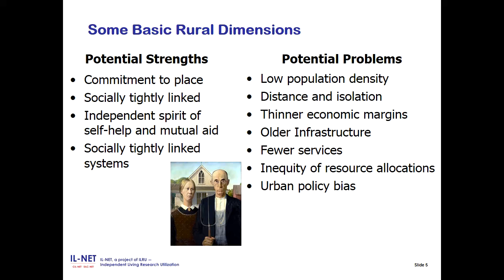But there are some kinds of problems that rural areas face in one form or another. One is low population density, distance from resources, and isolation. Generally speaking, while some of the most wealthy counties in the country are non-metropolitan, many of the most poor pockets are rural. There are thinner economic margins. There's older infrastructure, buildings and roadways and bridges, fewer services. There's inequity of resource allocation, born often of an urban bias by policymakers.